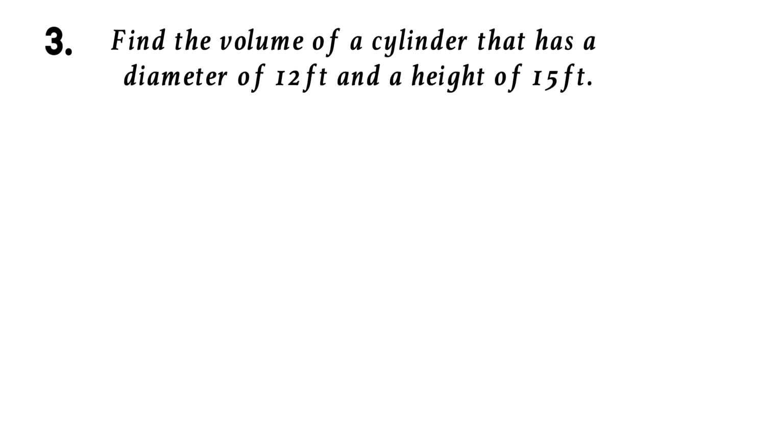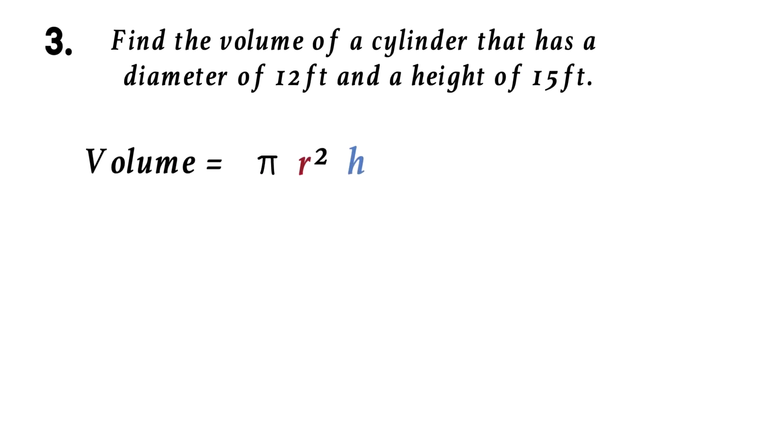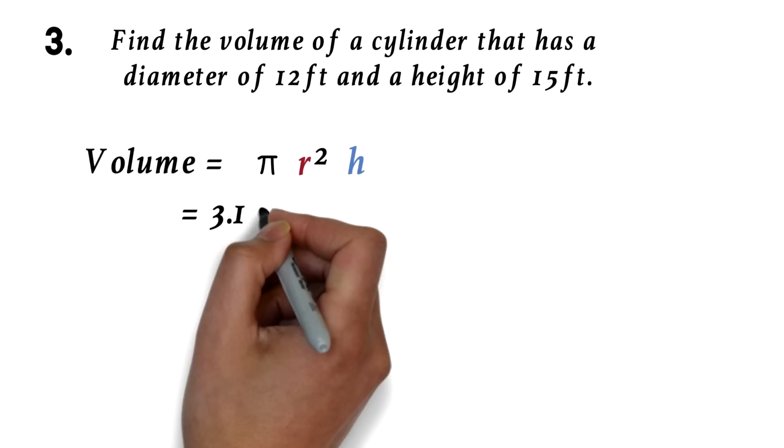Question 3. Find the volume of a cylinder that has a diameter of 12 feet and a height of 15 feet. A lot of the GED geometry questions are just formula work. All the formulas will be given to you on the GED formula sheet, so no need to memorize it. It is good to be familiar with them, however, because they can increase your speed. The formula for finding the volume of a cylinder is pi r squared h, where r is the radius and h is the height. To solve this question, we need to know the value of pi, which is given to us on the GED formula sheet as 3.14.